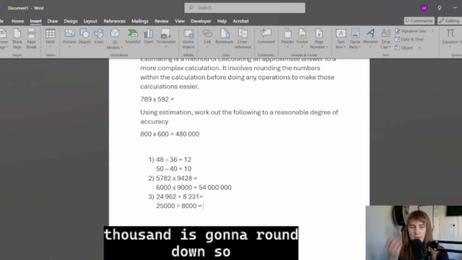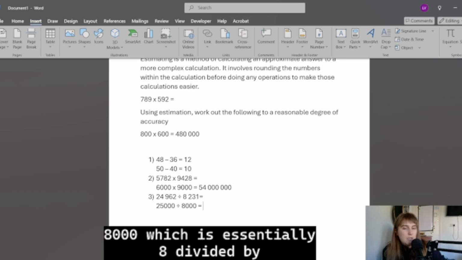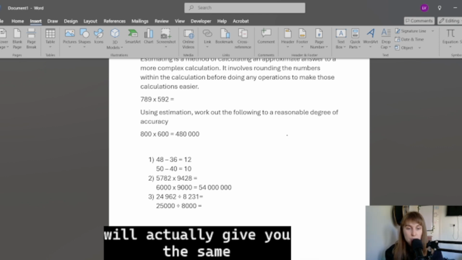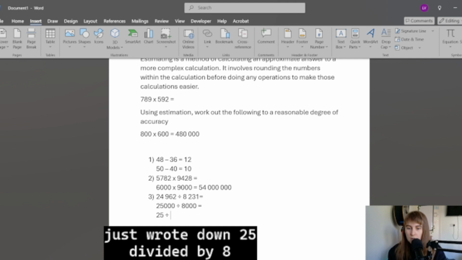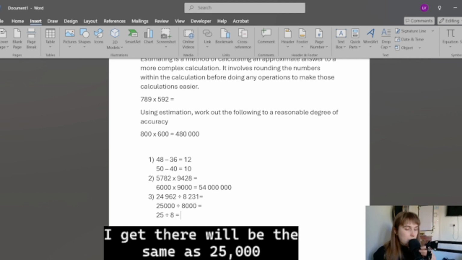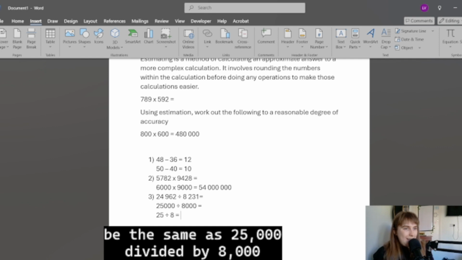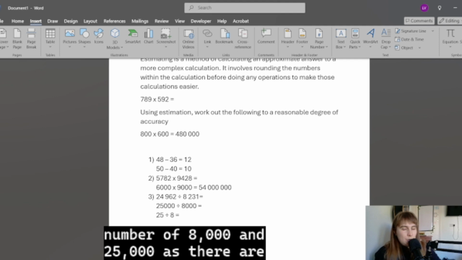So I've got 25,000 divided by 8,000, which is essentially 25 divided by 8. So that will actually give you the same answer. So if I just wrote down 25 divided by 8, whatever I get there will be the same as 25,000 divided by 8,000, because there'll be the same number of 8,000s in 25,000 as there are 8s in 25.